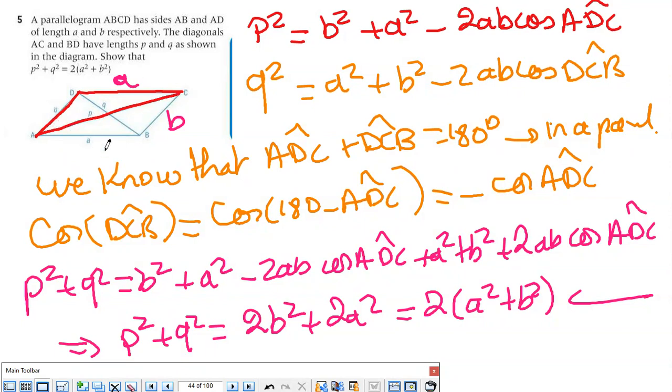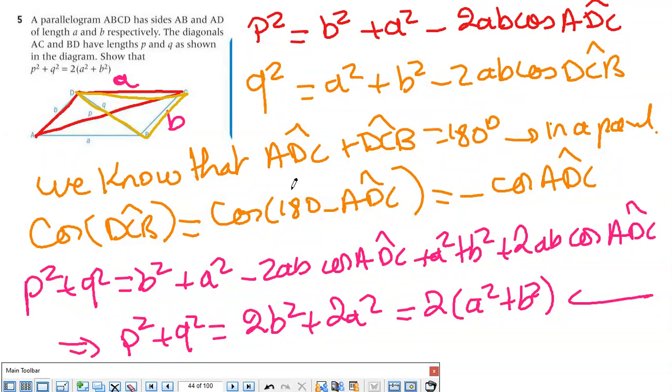Now in the other triangle, DCB, I can find q squared. What is q squared? It's a squared plus b squared minus 2ab cosine DCB. Now, if I add those two, I will have 2a squared plus 2b squared, but I have a problem with the cosine. But we know that in a parallelogram, consecutive angles are supplementary. It means that ADC and DCB sum to 180 degrees, so I can replace DCB by 180 minus ADC.